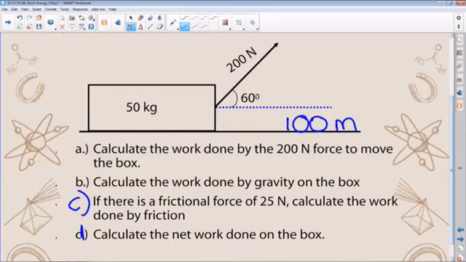So now you're going to calculate the work done by gravity. I want you to calculate the work done by friction, if there's 25 newtons. And then you're going to calculate net work. All right, so you've got three things that I want you to calculate. You're going to use the same equation over and over again. Be careful with theta. Okay, so I'm going to give you 3 minutes because you've got three equations. I'm going to see how far you get. Okay, so you've got 3 minutes, and that time starts now.